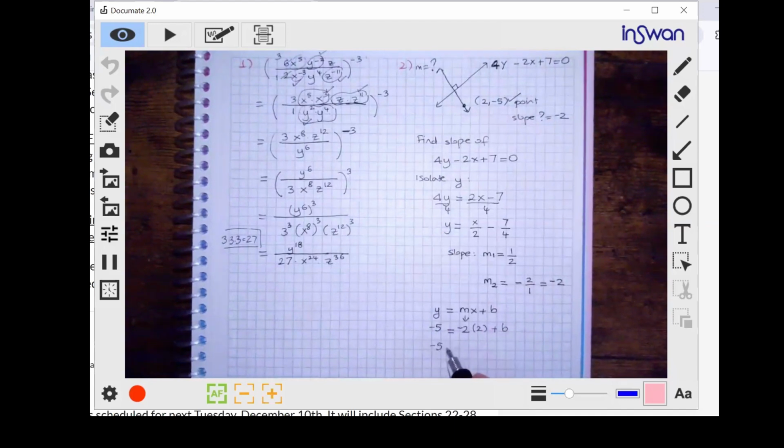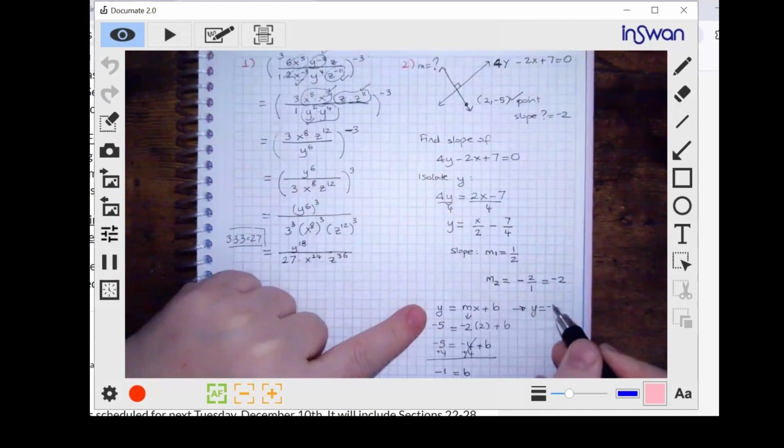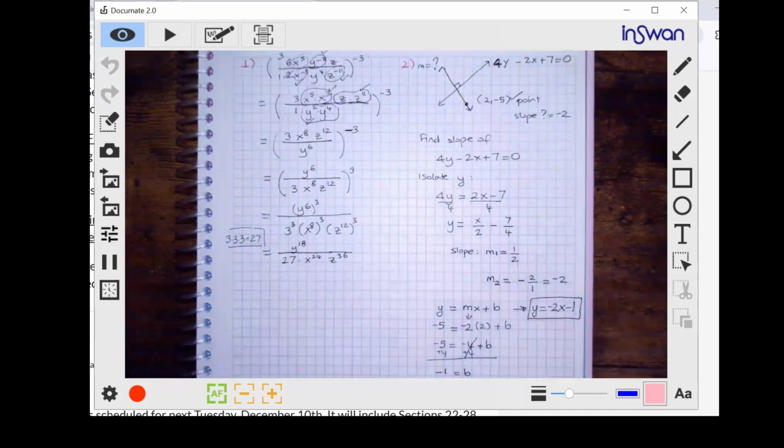So -5 equals -2 times 2, which is -4, plus b. Just add 4 to both sides, you get b equals -1. So slope is -2, and we found b to be -1, so we just plug in the values of b and m. y equals -2x minus 1 is the equation of this line.